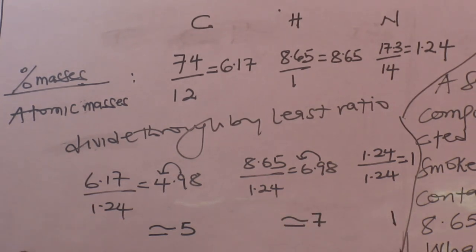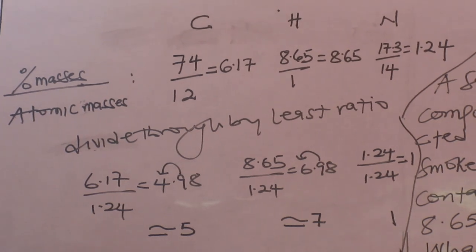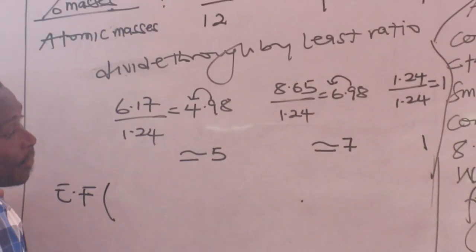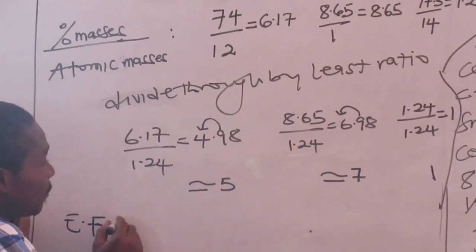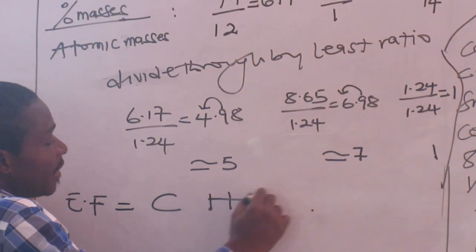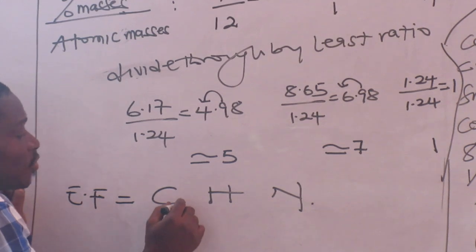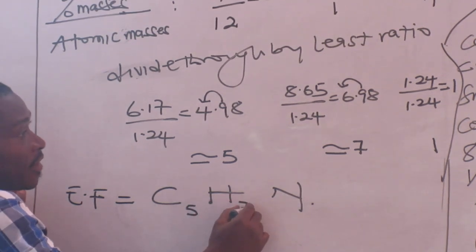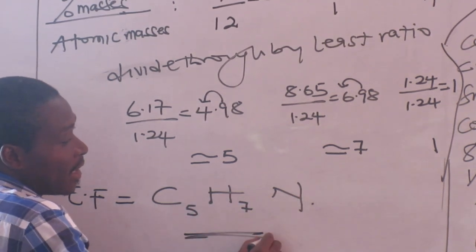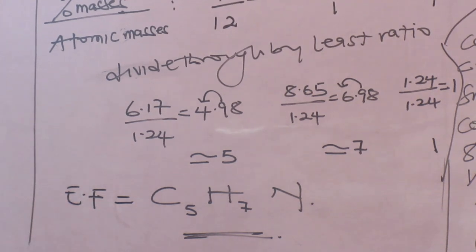So the empirical formula for nicotine: we have C, H, N. C is 5, H is 7, and N is 1. That is the empirical formula. That's all.